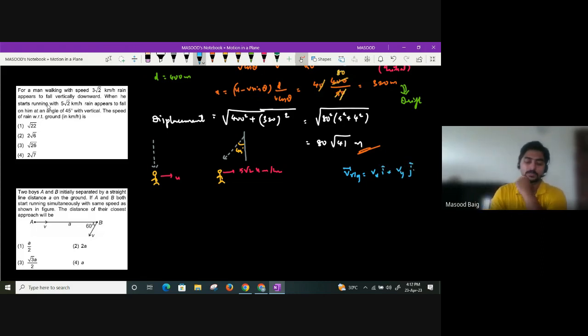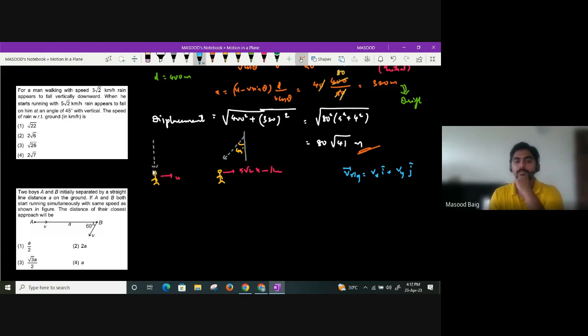Okay. So for a man walking with speed 3 root 2 kilometers per hour, rain appears to fall vertically downwards. When he starts running with 5 root 2 kilometers per hour, rain appears to fall on him at an angle 45 degrees with the vertical. Speed of the rain they are asking, guys. Okay. So how will we solve this question again?